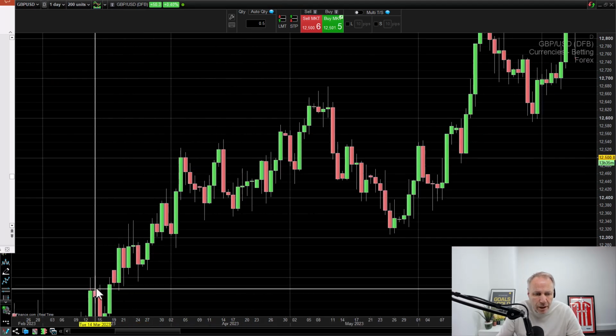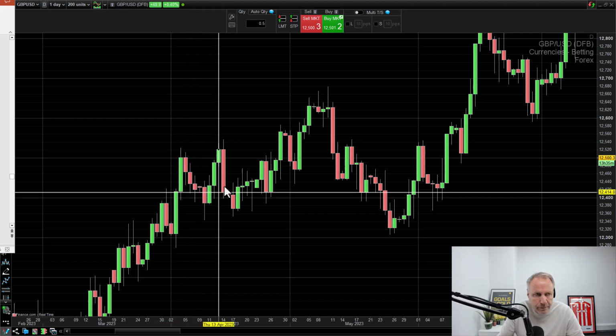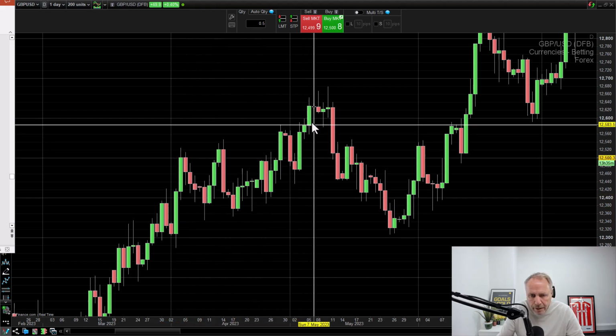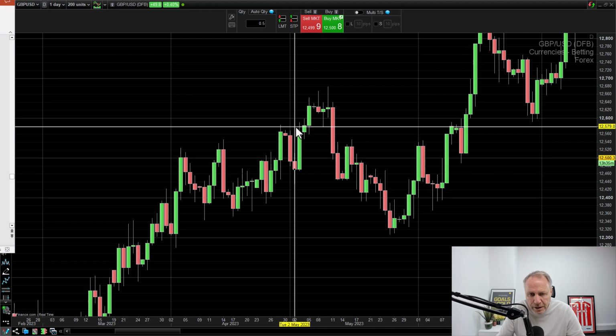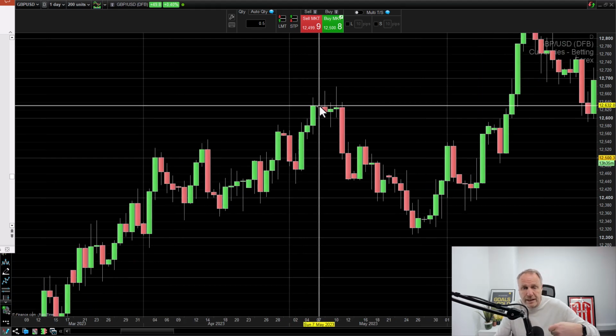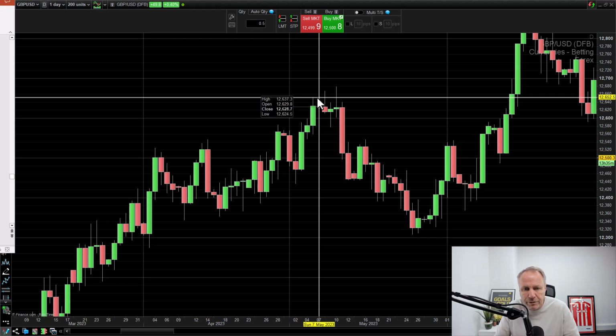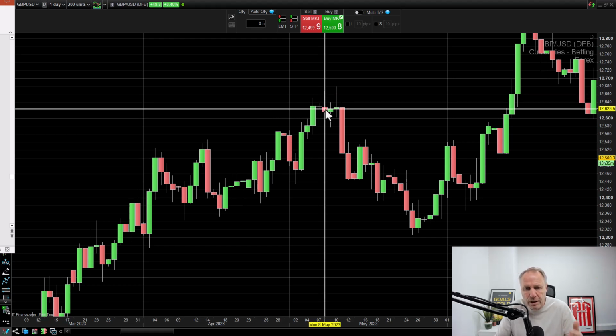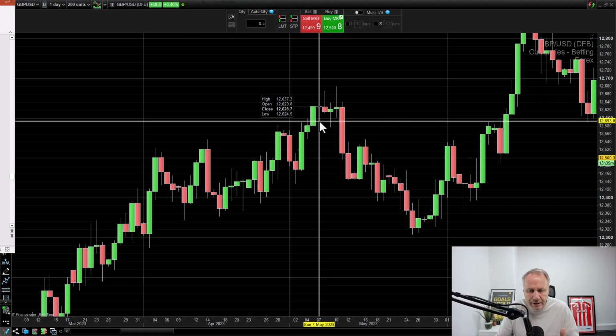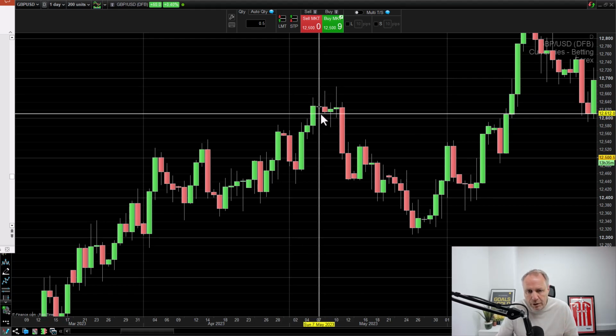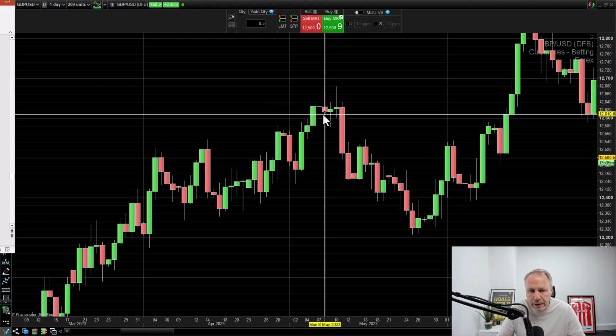Here's a shooting star. Trend is up here on cable. You see right in here, shooting star. Okay, so sellers are in control. Buyers try to take it higher on a breakout above this recent high. It closed lower, closed with a red. Sellers took control on that day. Wick was quite long. Break below the low gives you an entry.